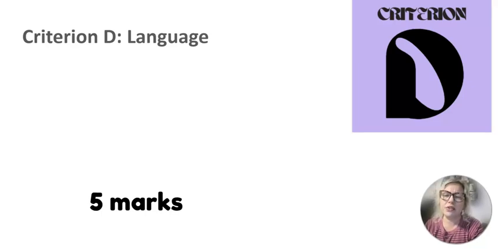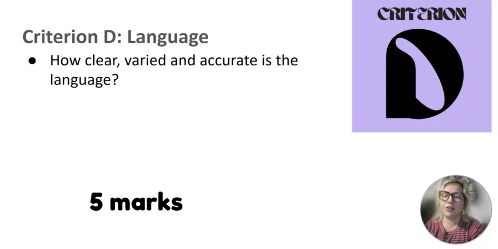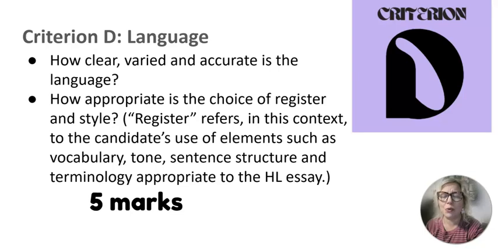Criterion D is your use of language. The first bullet point is how clear, varied, and accurate is the language. The second bullet point, how appropriate is the choice of register and style? Register refers in this context to the candidate's use of elements such as vocabulary, tone, sentence structure, and terminology.